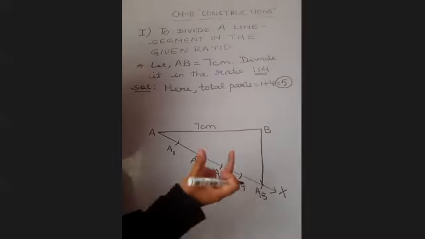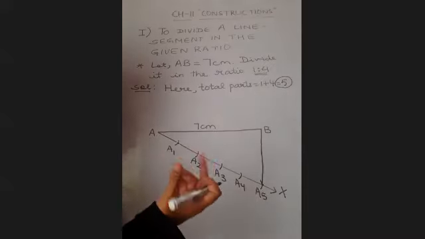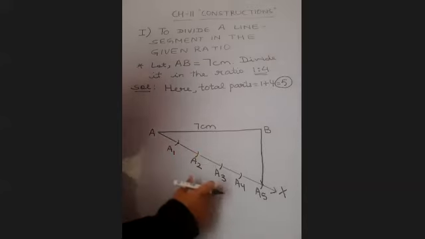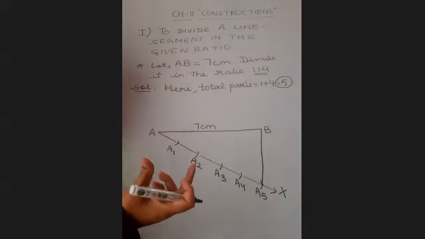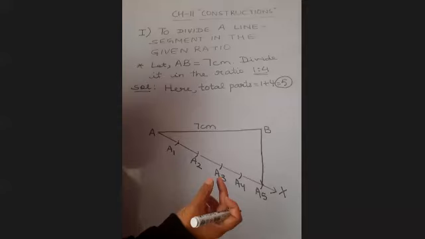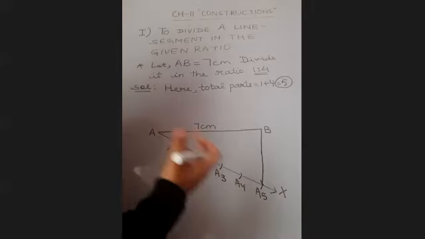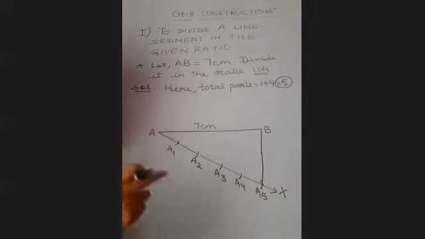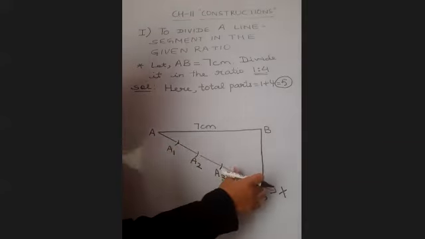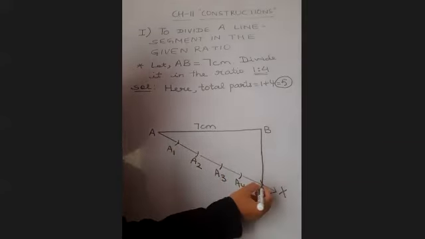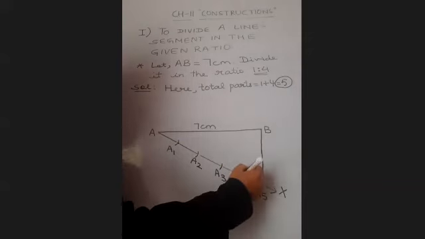You keep your compass at A5, select any radius. Now you can change the radius. You don't need the previous one, now you can take it a little bigger. Don't take it too small, otherwise it will not look good and it will not be accurate. Suppose you have selected this much, whatever is your compass. You will place the needle on A5 and draw an arc.